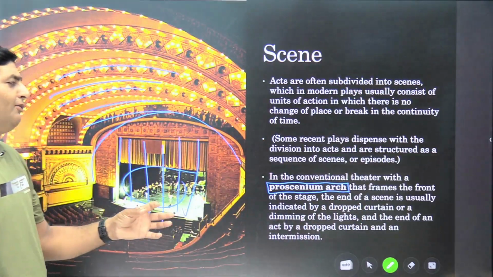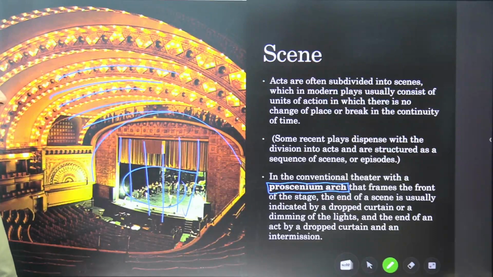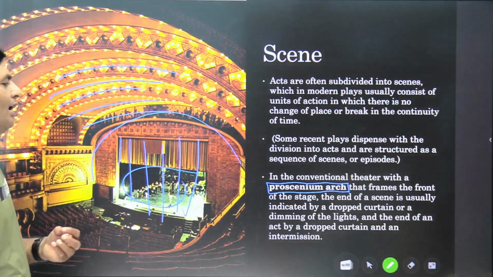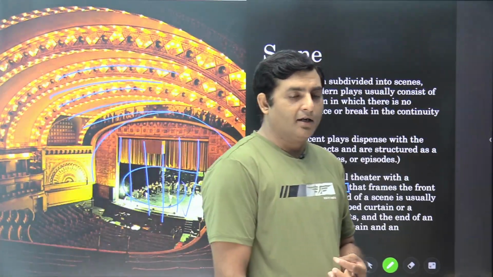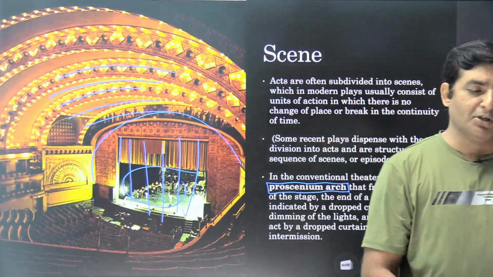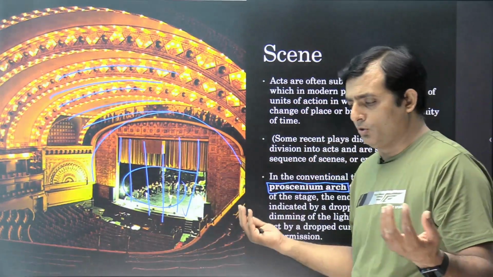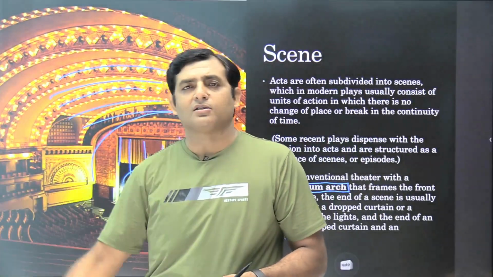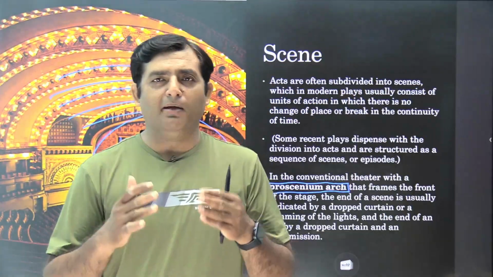The end of a scene is usually indicated by the dropped curtain or dimming of the lights, and the end of an act by a dropped curtain and an intermission. Intermission होता है, और intermission के साथ people come to know that now the act has ended, now the other act is to start. So this was all about act and scene according to M.H. Abrams.